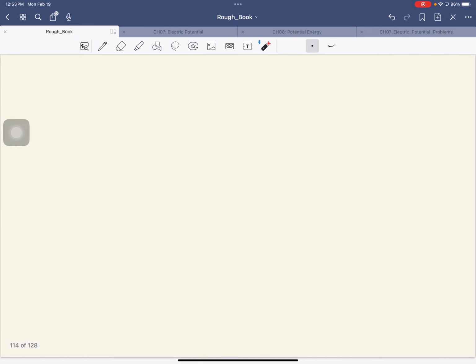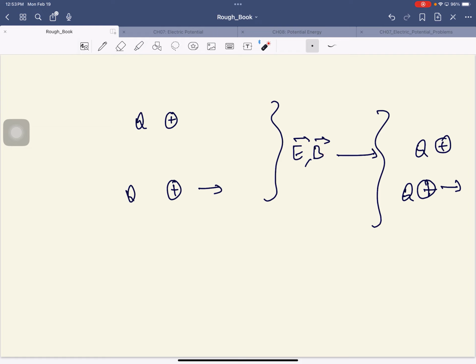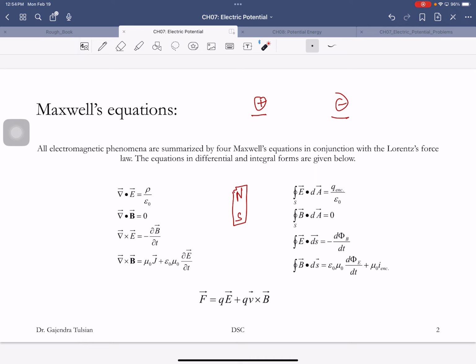So what we saw is you needed charges at rest and charges that were moving to produce electric and magnetic fields, and to detect them you needed charges at rest and charges that were moving. This is what produces them, and to detect them you need the same things. Whatever is producing them is what you need to detect them. That's what this equation is saying.